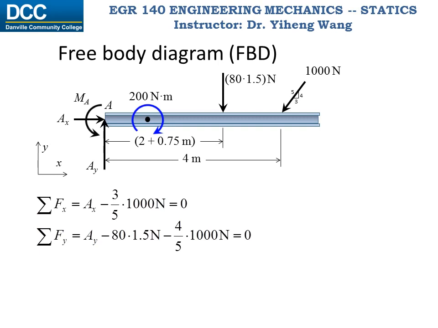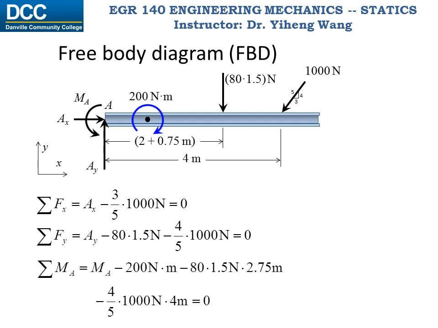Also, when writing the moment equilibrium equation, don't forget moment is actually about a z-axis that is pointing out and perpendicular to the xy plane. Therefore, positive moment creates counterclockwise rotational effect, while negative moment creates clockwise rotational effect. So, the resultant moment about point A equals first the unknown couple moment at the wall Ma, minus the negative couple moment 200 Newton meter, minus the moment caused by the distributed load, and minus the moment caused by the vertical component of the 1000 Newton force, and it equals 0.